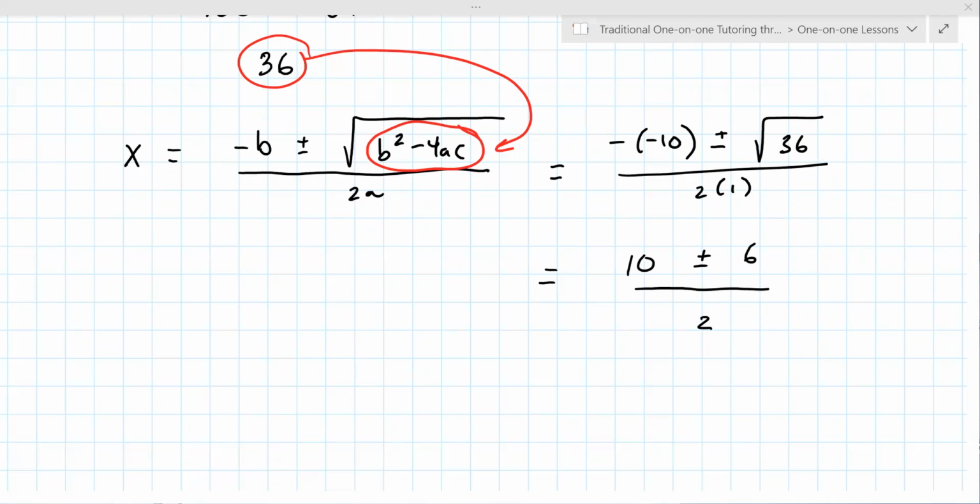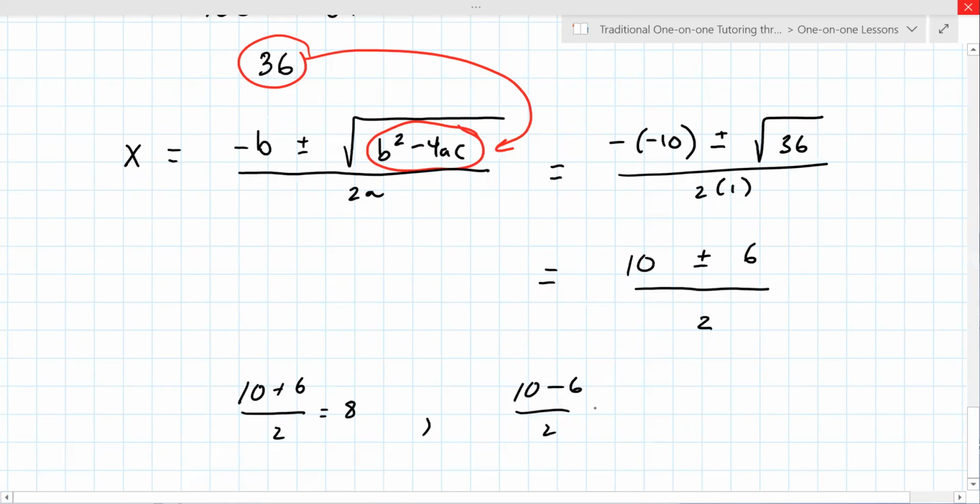Okay, so for that right there, 10 plus or minus 6: 10 plus 6 is 16, and then divided by 2 is 8. So that's one answer, 10 plus 6 divided by 2, that's definitely 8. What is the other one? 10 minus 6 over 2, which is 4 over 2. What's the final number that goes here? 2. Yes, it becomes 2.